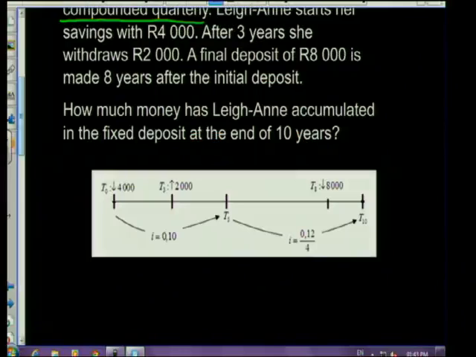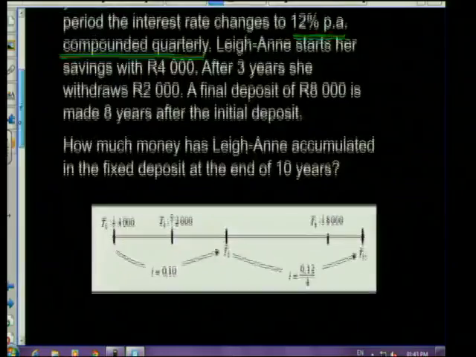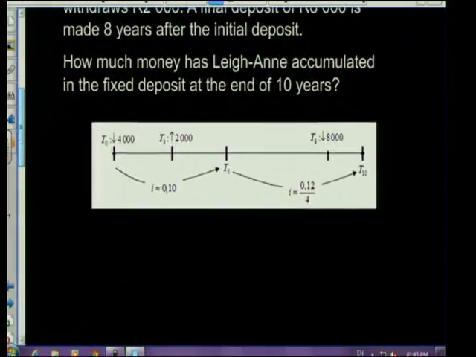Underneath, I am now going to put the interest rate. So I read very carefully. I go back right at the beginning. They said to me, fixed deposit 10% per annum annually for the first 5 years. For the remainder of the investment, 12% per annum compounded quarterly. So for the first 5 years, I have shown the rate over here as 0.10. It is exactly the same. If you wanted to say 10%, that is 0.1. And similarly for the next 5 years, from year 5 to year 10, they said 12% quarterly. You could write that as 12% all over 4.